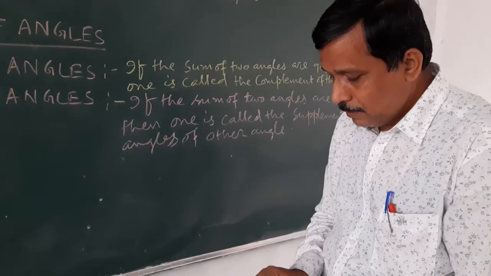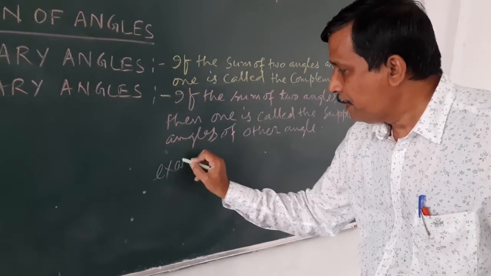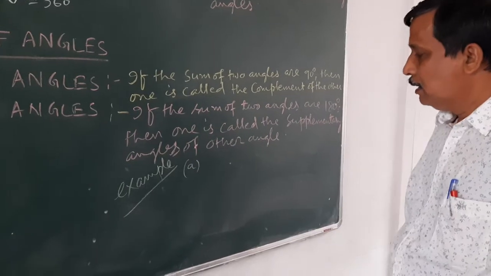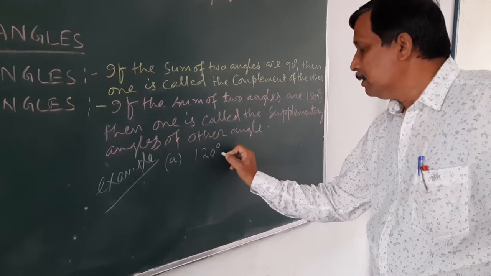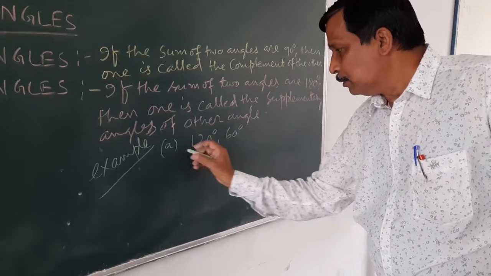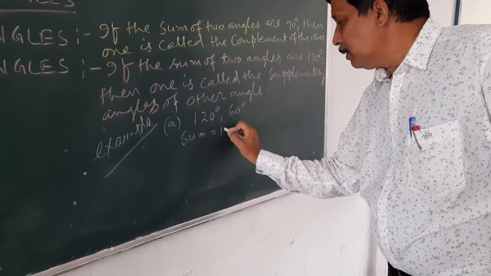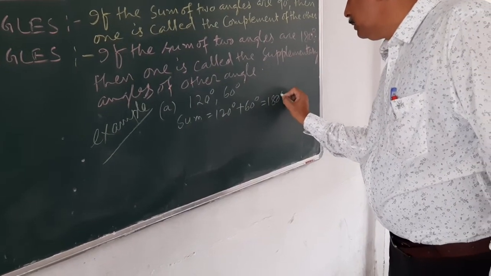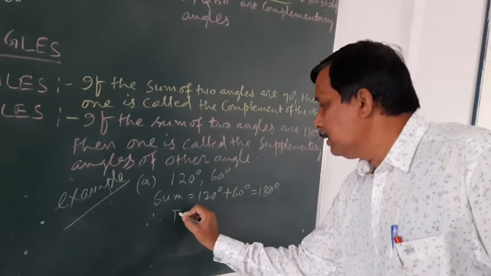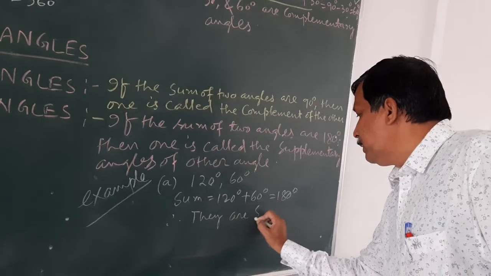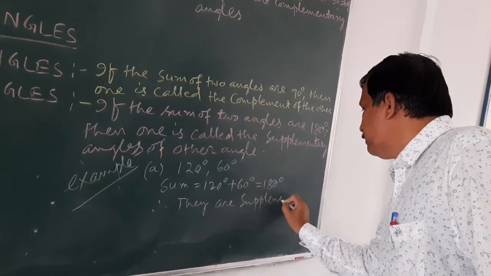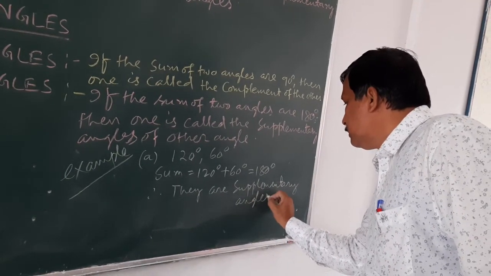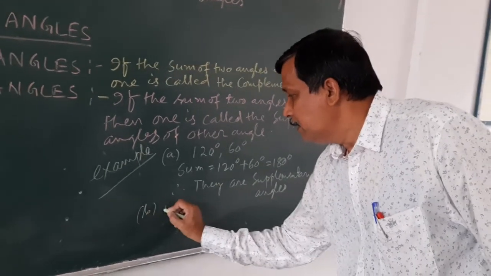For example, suppose you are doing one example. You see here, suppose there are two angles. Suppose one is 120 degrees, another is 60 degrees. So the sum is 120 degrees plus 60 degrees, which is 180 degrees. Therefore, they are supplementary angles. This is one type of question.